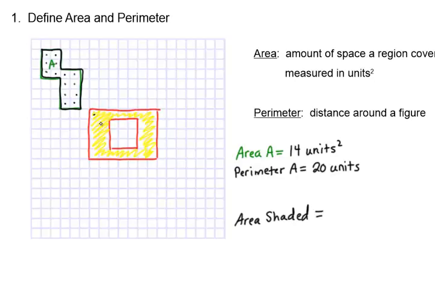So we just simply do the same thing. We count the boxes that are shaded. So 1, 2, 3, 4, 5, 6, 7, 8, 9, 10, 11, 12, 13, 14, 15, 16, 17, 18, 19, 20, 21, 22, 23, 24, 25, 26 square units. So the area are the units inside, perimeter is the distance around.